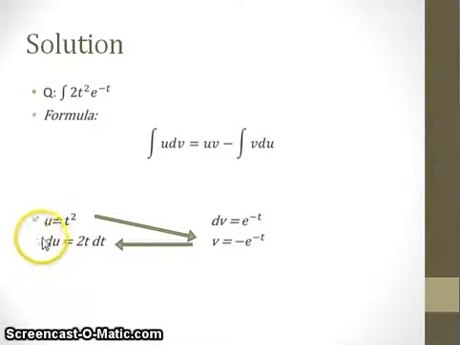In our example here, u equals t squared. When we differentiated, we found du equals 2t with respect to t. dv equals e to the power of negative t, and when we integrated, we found that v equals negative e to the power of negative t. We start our solution.